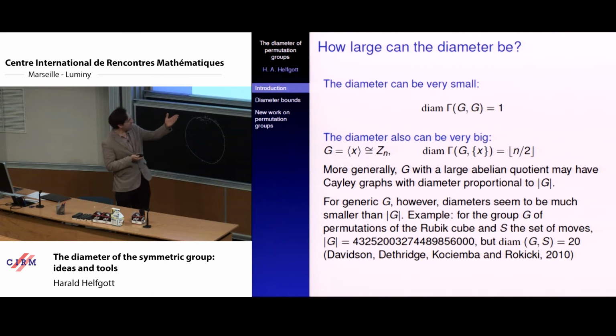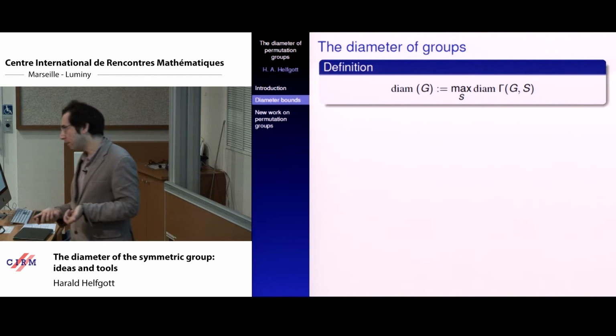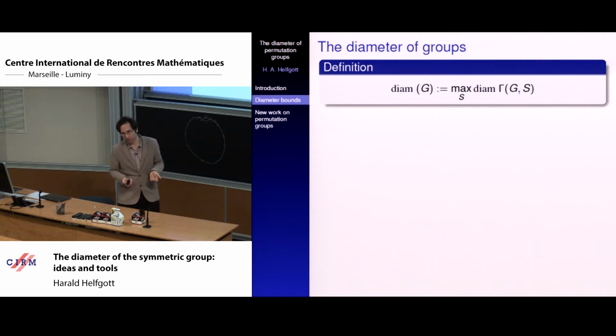No, so the diameter is tiny compared to G. And that's actually a typical situation for a non-abelian group. This group is not simple or even transitive, but it's getting there. All right, so I define the diameter of a group to be the worst case diameter, so for the worst set of generators, the diameter.